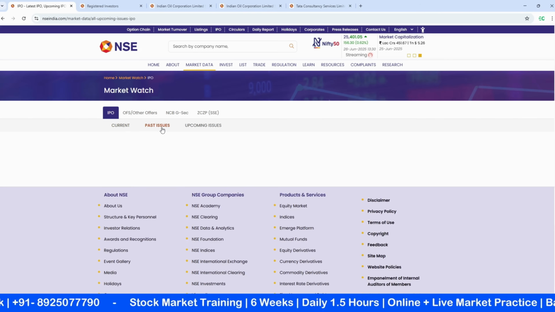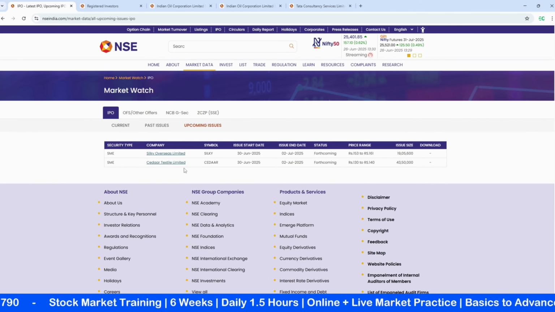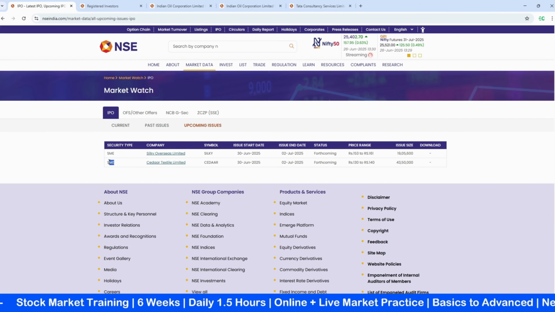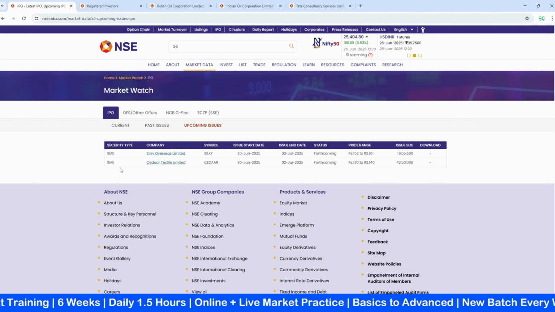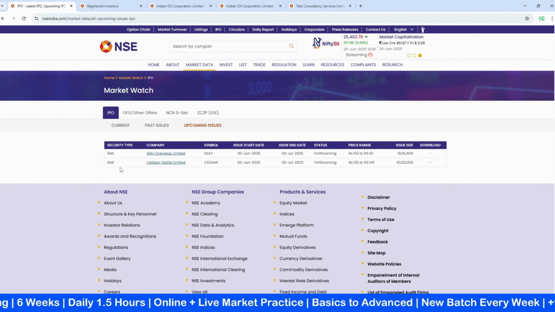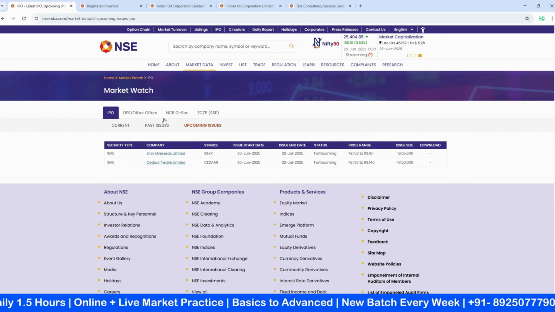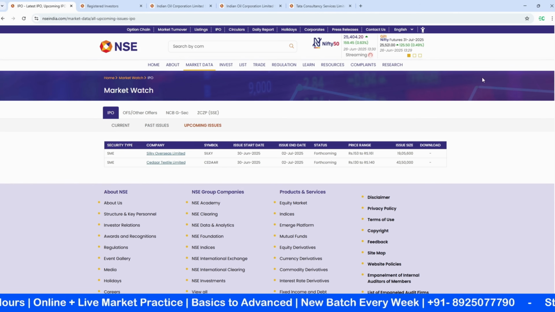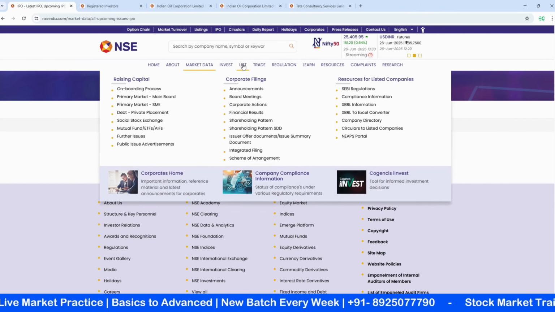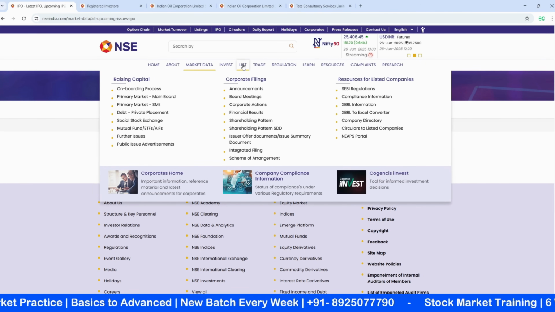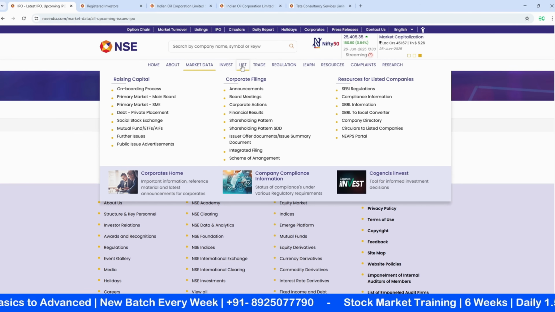If you want to know past issues, you get this detail. If you want to know upcoming issues, you get this detail. But this issue belongs not to the main board but to the small companies. So make sure that you see the security type to know whether it is a small or a big company. Hope this is also interesting information. Let me go back to the next one, which is investors. If you bet on a company from a long-term perspective, you get some information available here.